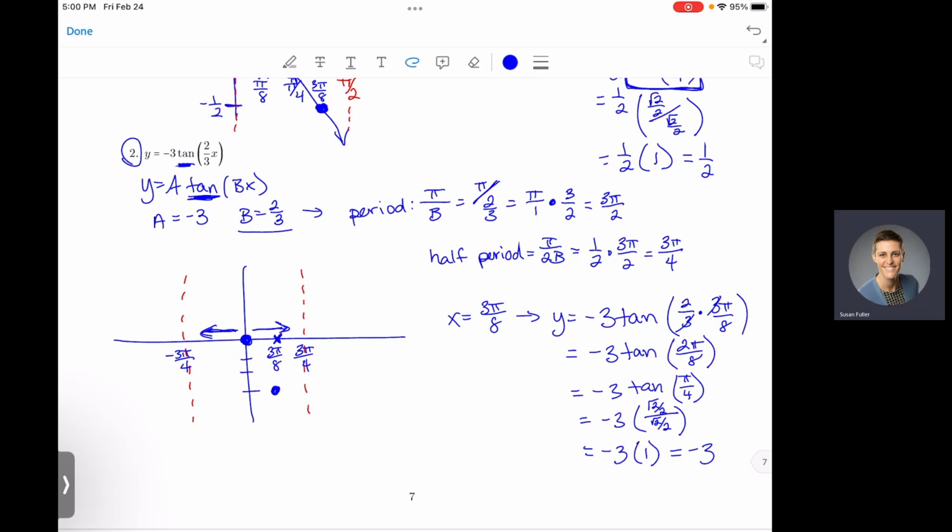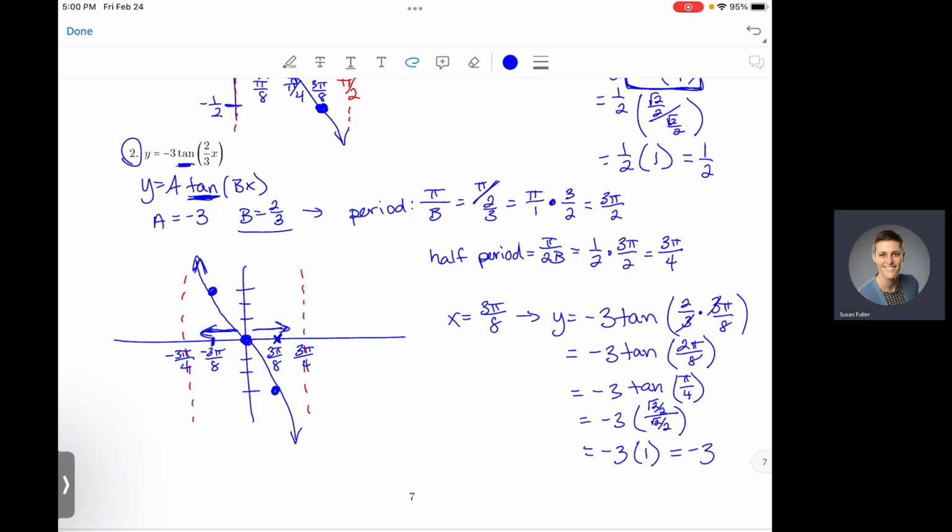And I'm going to use symmetry to help us. I know that on the other side, negative 3 pi over 8, symmetry is going to push this in the other direction. So I'm going to go up 3 instead of down 3. And this function goes down from left to right. And that is one cycle of the function y equals negative 3 times the tangent of 2/3 x.